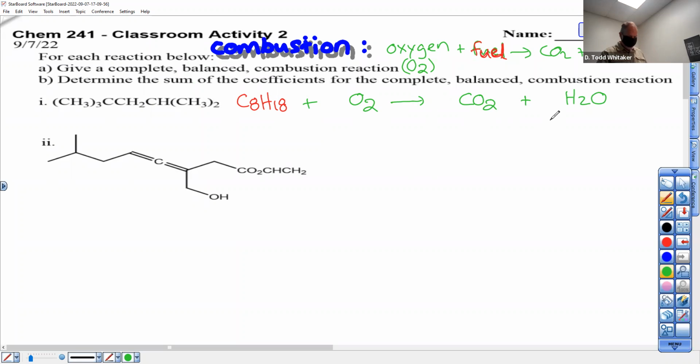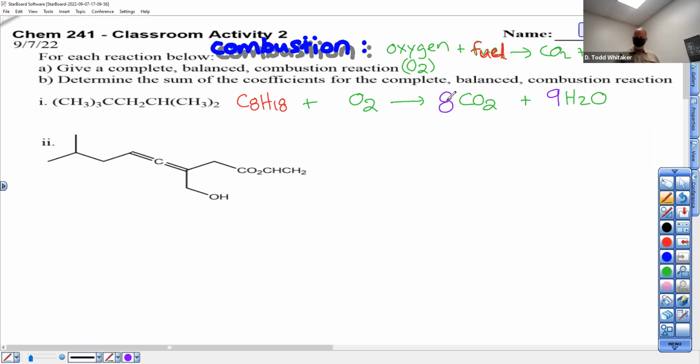How do you get 18 hydrogens over here by putting a coefficient in front of water? 9. And we'll balance with purple. Now we got to do carbon. I need 8 carbons on the right side. I'm only allowed to put a number in front of CO2. What number you put in front of CO2? 8.